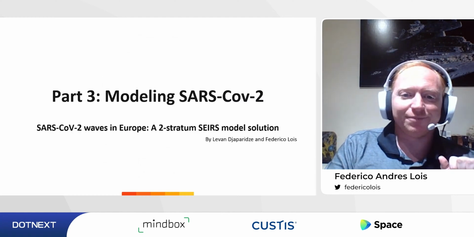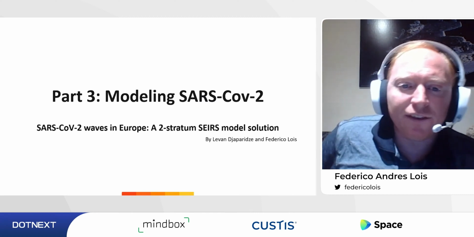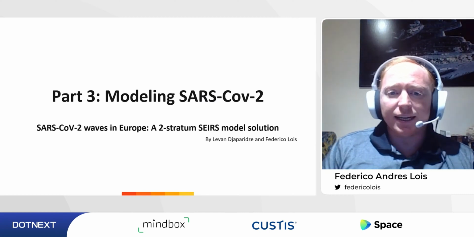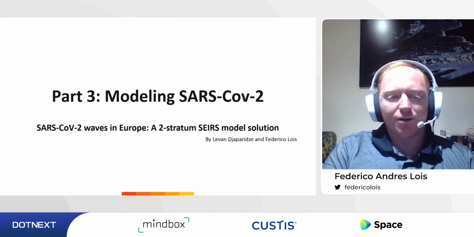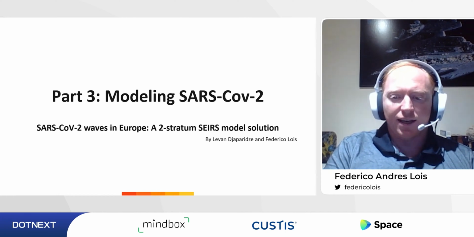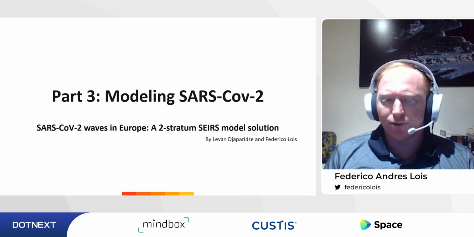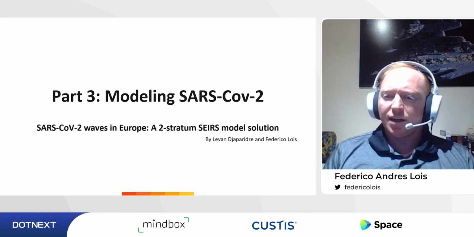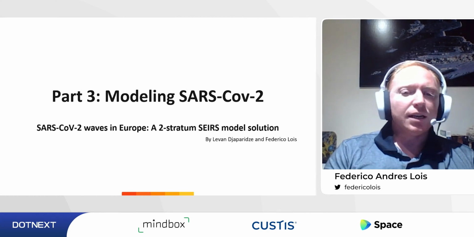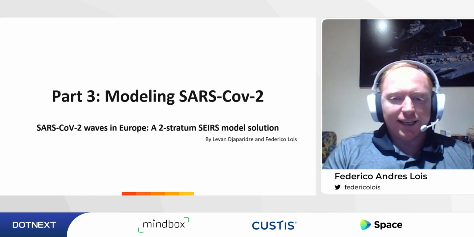And what I'm going to do is we are going to hold this and we're going to pass to part 3, and then we are going to come back to this question. So stay there. On part 3, we are going to be talking about modeling SARS-CoV-2 using our technique, which is explicitly a 40-page report called SARS-CoV-2 Waves in Europe, a 2-stratum SEIRS model solution. So you can actually go and read it.